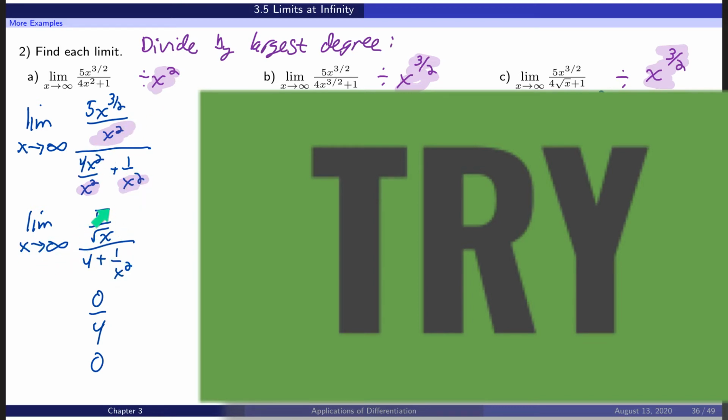As x gets huge, 5 over the square root of a very large number is essentially 0. This is essentially 0. You get 0 over 4, which is 0. So take the second one, divide every term by x to the 3 halves, and you should pause the video, and I'll reveal the answer in a second.